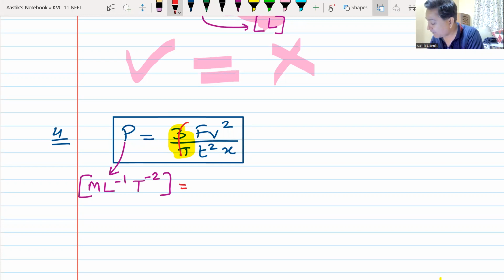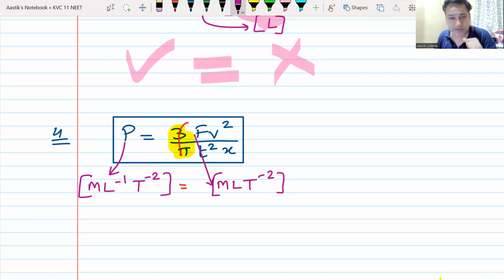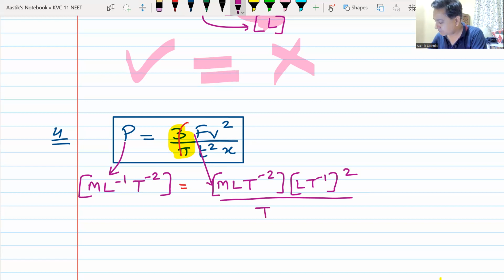F, my dear friends. Oops, wrong color. I am very particular about colors. F is force. What is it? MLT^-2. As you can see, with time, all these dimensions are coming to us very quickly. V is velocity, LT^-1. Well done. Now we are talking. Divided by T, which is time, T squared. X is L.